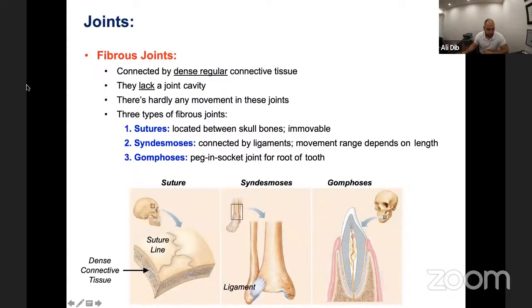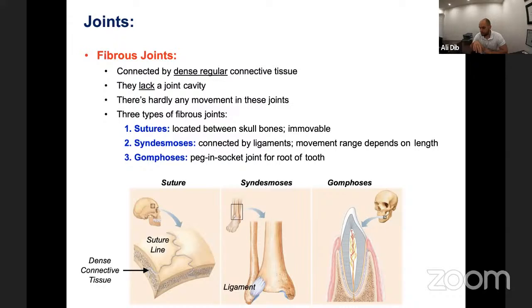So we have the fibrous joints. Those are not necessarily there to allow movement, more so they're there to allow two bones to be connected like Lego to each other. So they're involved with more dense regular tissue. They lack a joint cavity because they don't need it, they're not moving. And those are joints that you'd find in, let's say, your teeth, which is the gomphosis joint. You don't want those to move, obviously.